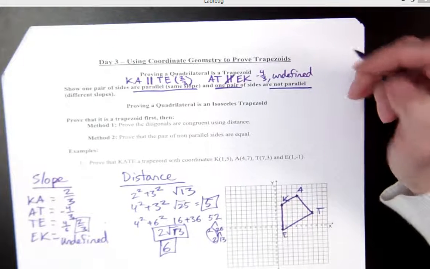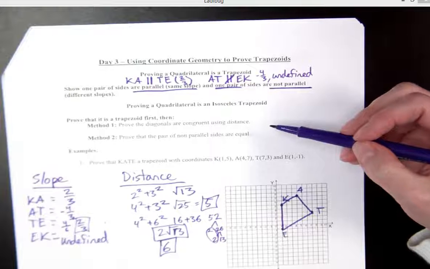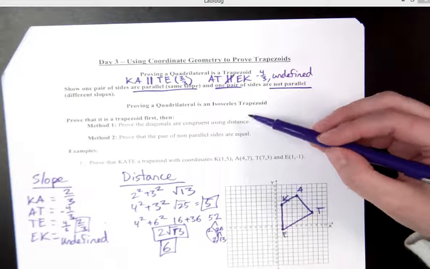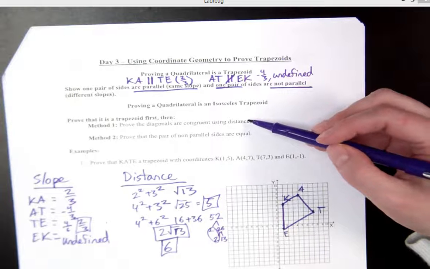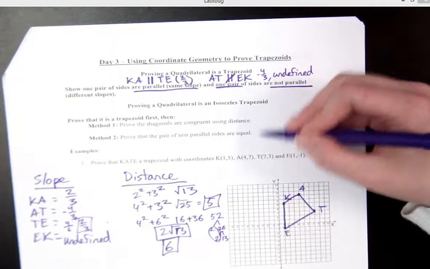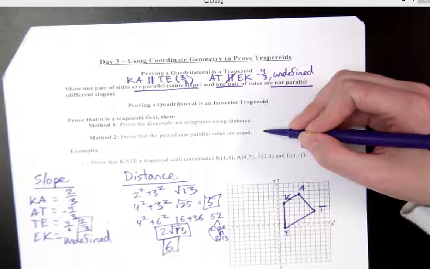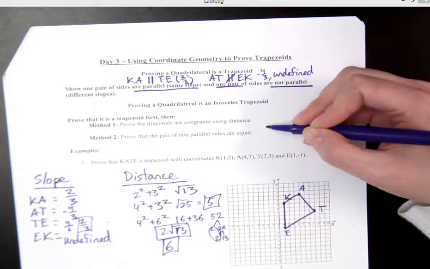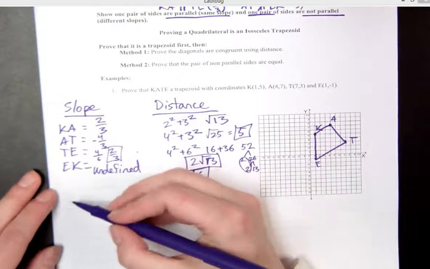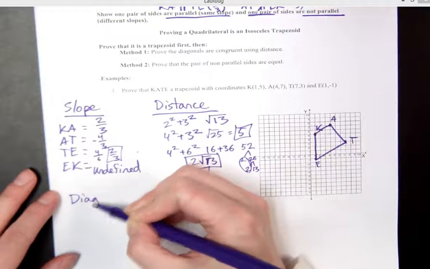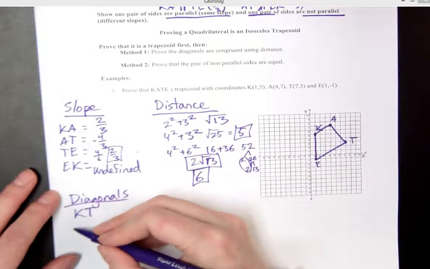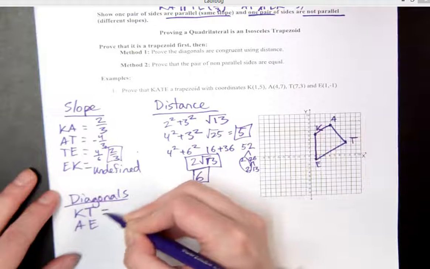Now, whenever you have a trapezoid, you always have to do this next step to say whether it's an isosceles trapezoid or a regular trapezoid. And so we have to do diagonals are congruent using distance, and the non-parallel sides are equal. Do I have enough information to do either of these yet? Okay, lots of head shaking, so let's go ahead and find our diagonal distance. And so our diagonals would be KT and AE.